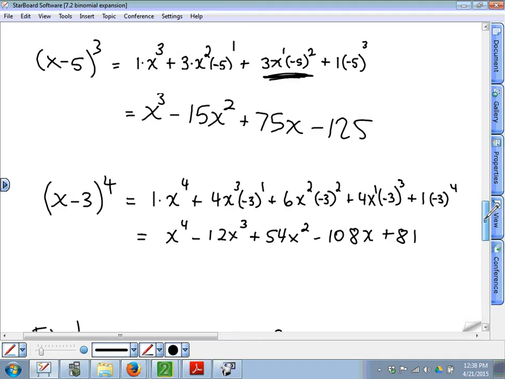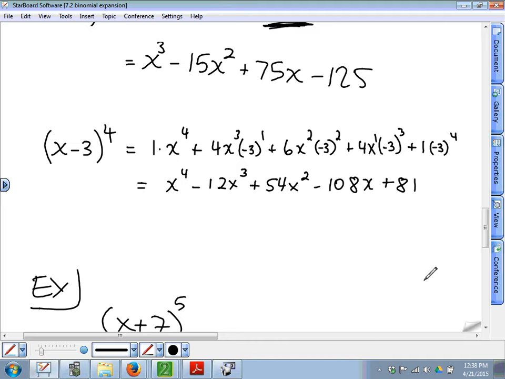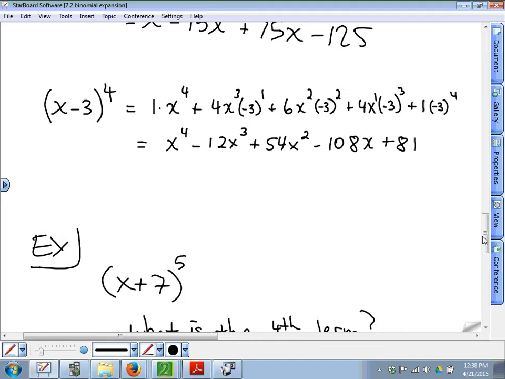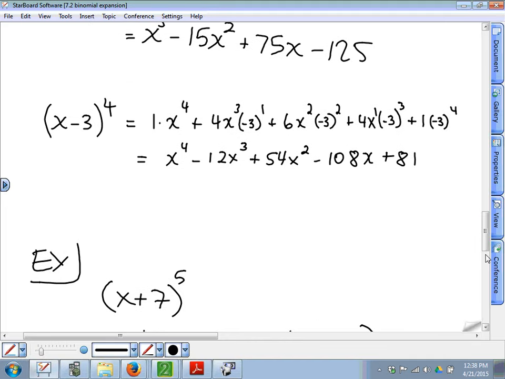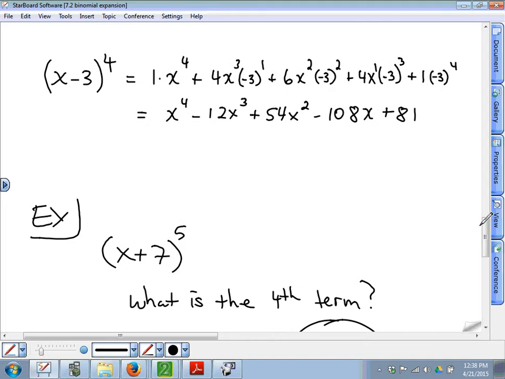There's one more type of question here. It's actually easier. Write this down: x plus 7 to the 5th power. Rather than expanding the entire thing, on your test you would have to answer a question like this. What is the 4th term? Just the 4th term. Now you can find that without having to expand the entire thing. Okay?